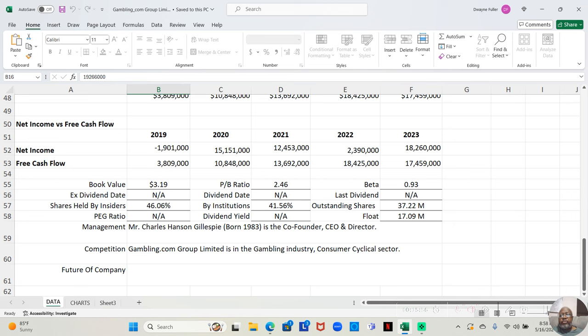Now, there are 37.22 million outstanding shares of this company, and an amazing 46.06% is owned by insiders, which is those who work in or are involved with the company. That's a huge number. You usually see insiders at about 1% or less. This company, 46.06%, is owned by those in the company. And large banks and institutions own 41.56%. Now, Mr. Charles Hanson Gillespie, born 1983, so probably about 40 or 40 something, is the co-founder, CEO, and director. So he's one of the founders, one of the people who started the company.